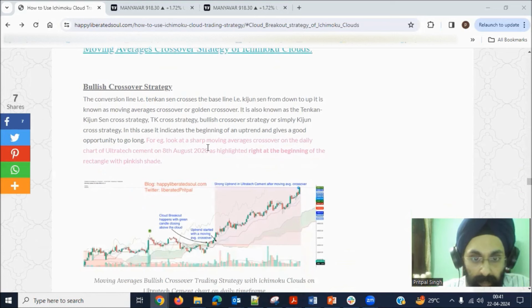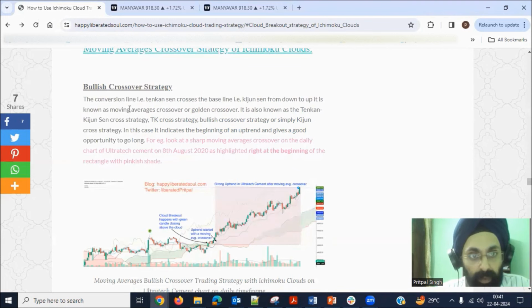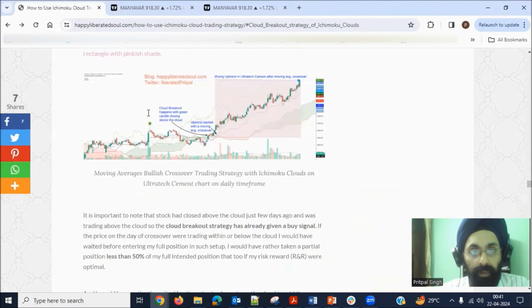Basically, the bullish crossover happens when Tenkan Sen, which is the blue line in the Ichimoku Cloud, crosses above the baseline, which is the red line, also known as Kijun Sen. This is exactly what is mentioned here. So when the Tenkan Sen crosses the baseline, that is Kijun Sen, it is called a moving average crossover or even a golden crossover. Let me explain this strategy on some recent chart example.